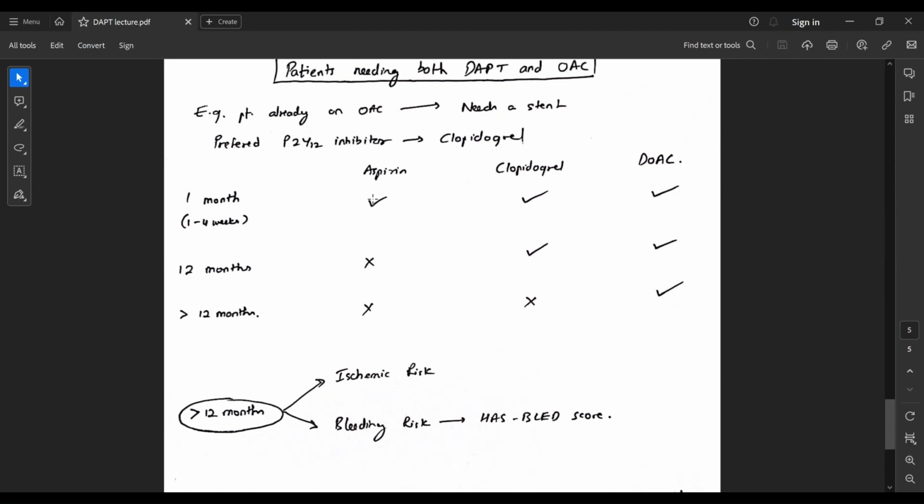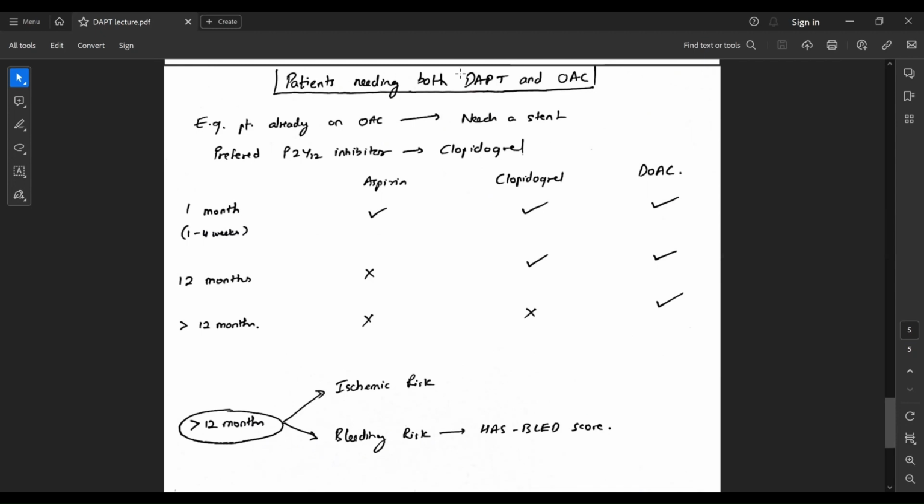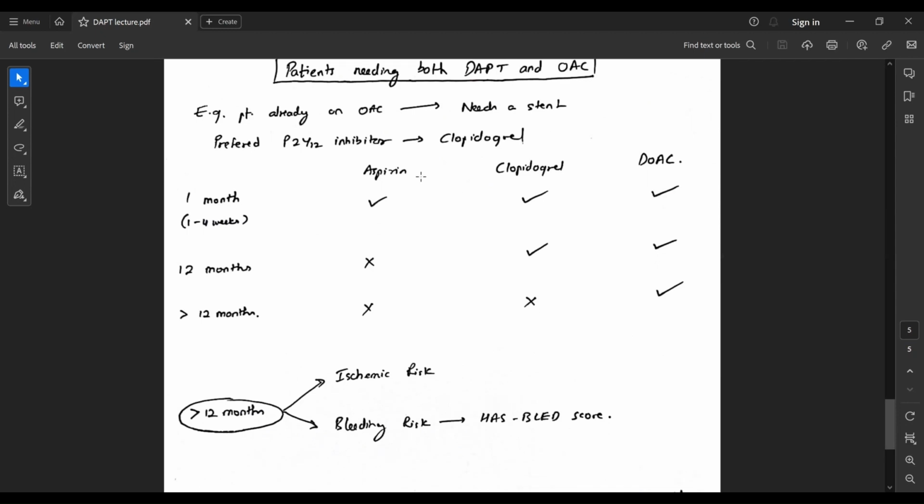Now, first of all, in these patients for triple therapy, we call it triple therapy, who are requiring DAPT and oral anticoagulation, the preferred P2Y12 inhibitor is clopidogrel. And how would you give these medications? The patient is going to need DAPT for sure right after stent placement for endothelialization. And in these cases, aspirin will be continued for 1 to 4 weeks. If the patient is a high ischemic risk patient, in those cases, 4 weeks of aspirin.